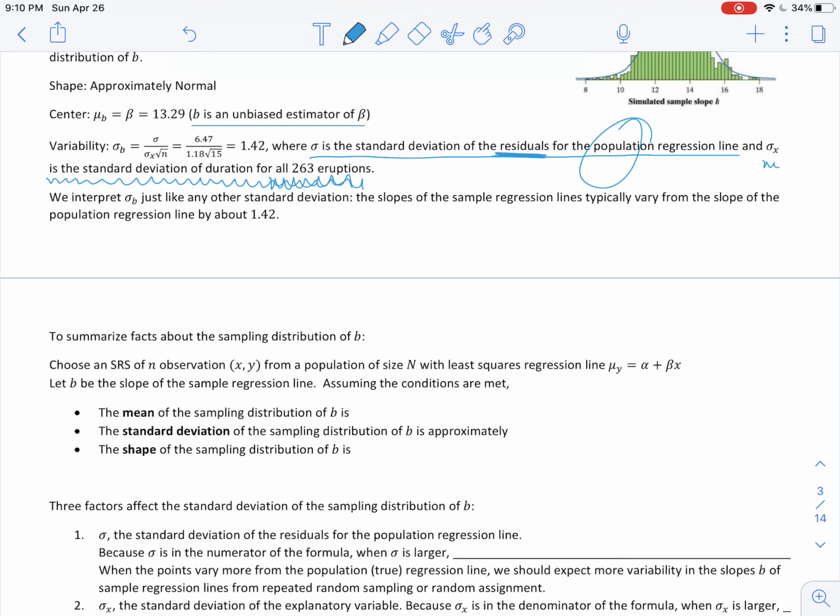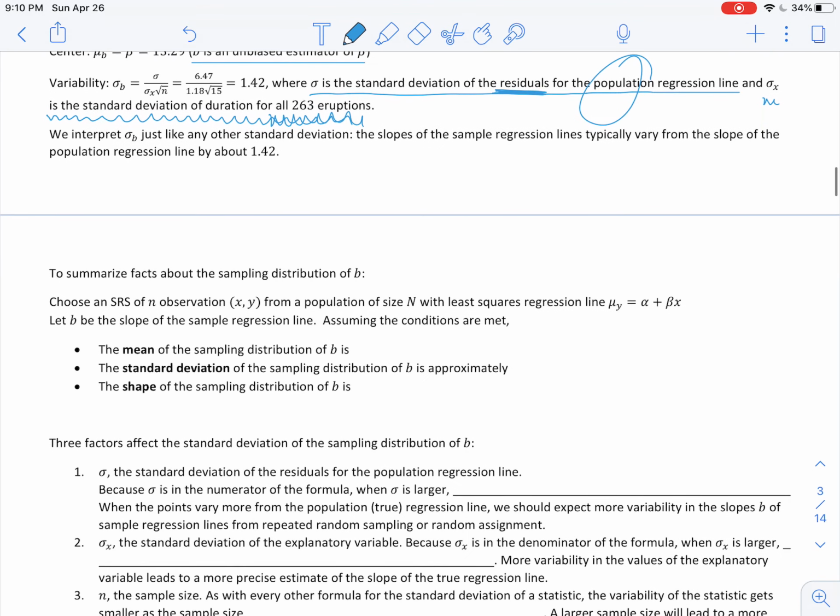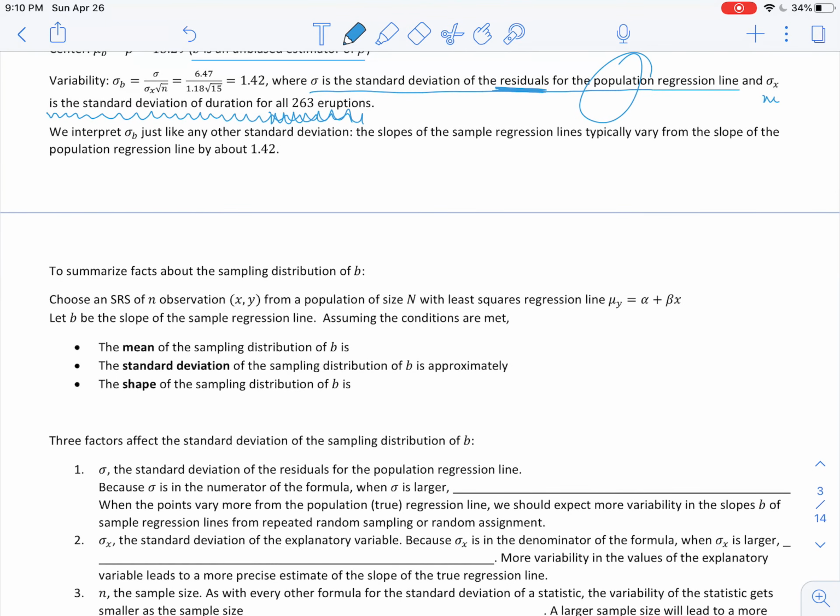When you calculate that, you get 1.42, and that interpretation is always going to be similar to how we talk about standard deviations. The slopes of the sample regression lines typically vary from the slope of the population regression line by 1.42. This is the typical distance from the center, the slope of the population regression. So, some things to note about this.